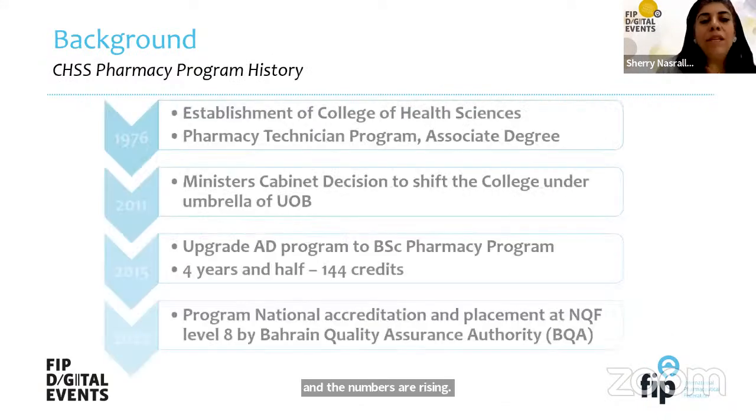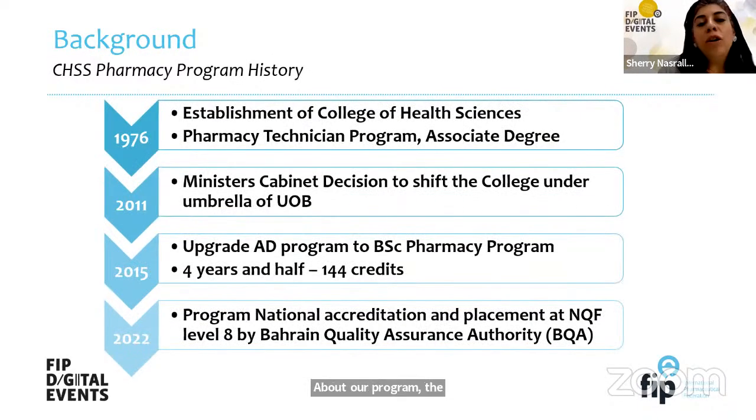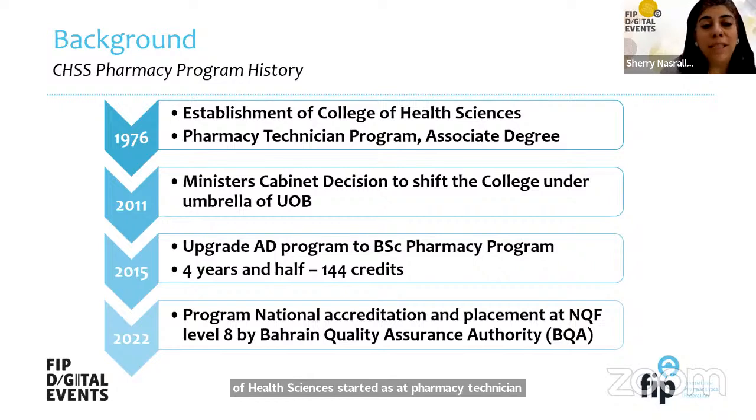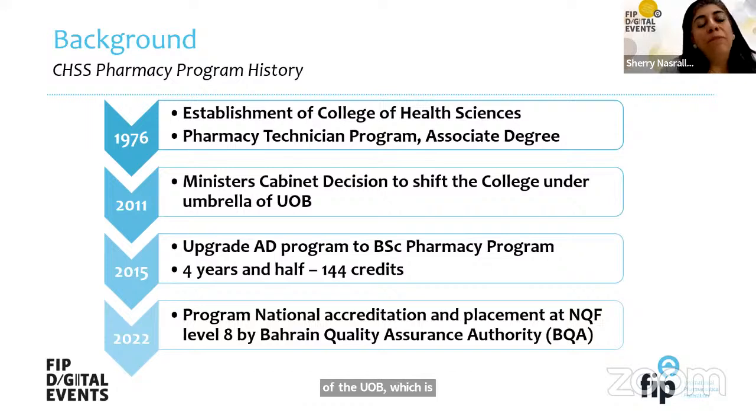About our program: the pharmacy program at the College of Health Sciences started as a pharmacy technician program offering an associate degree in pharmacy in the year 1976. In 2011, the minister's cabinet decided to shift the college under the umbrella of the UOB, the University of Bahrain. By 2015, we upgraded the associate degree program to a Bachelor of Science in Pharmacy program.